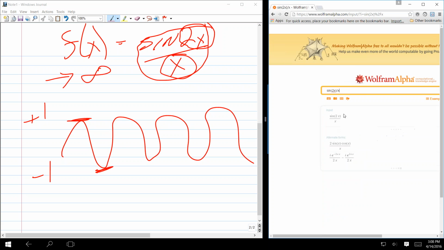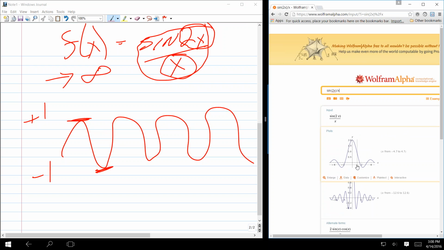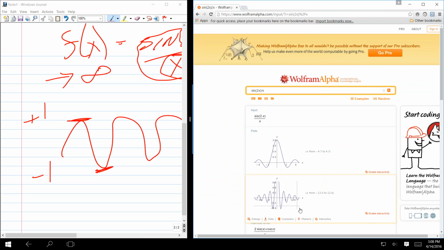The beauty of Wolfram Alpha is it tells you what you put in. Again, on this scale here, you can't really see what's going on at infinity. But if I look at the bottom scale, you can see that the amplitude gets smaller and smaller and smaller, right? So as I go further and further to the right, it's pretty clear that this thing approaches a horizontal asymptote at 0, y equals 0.